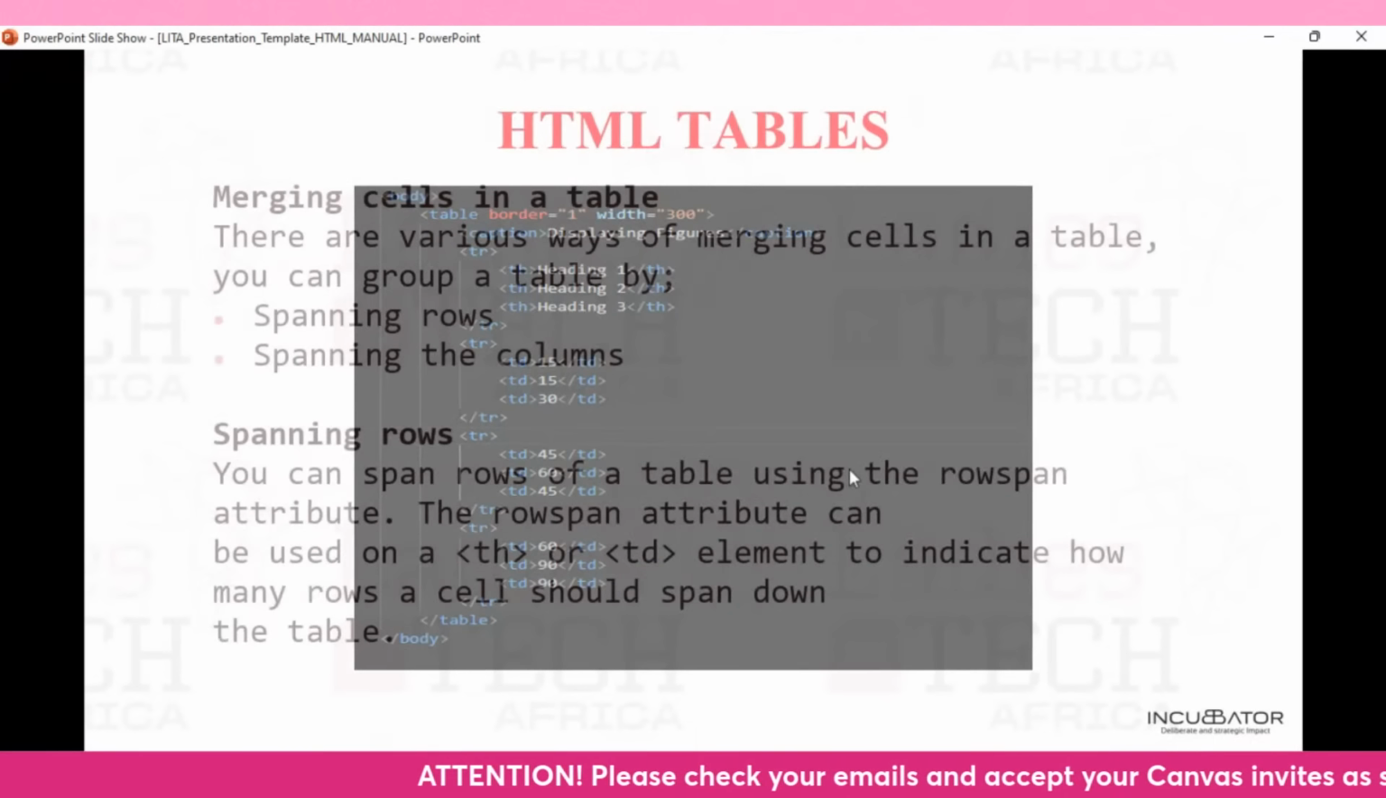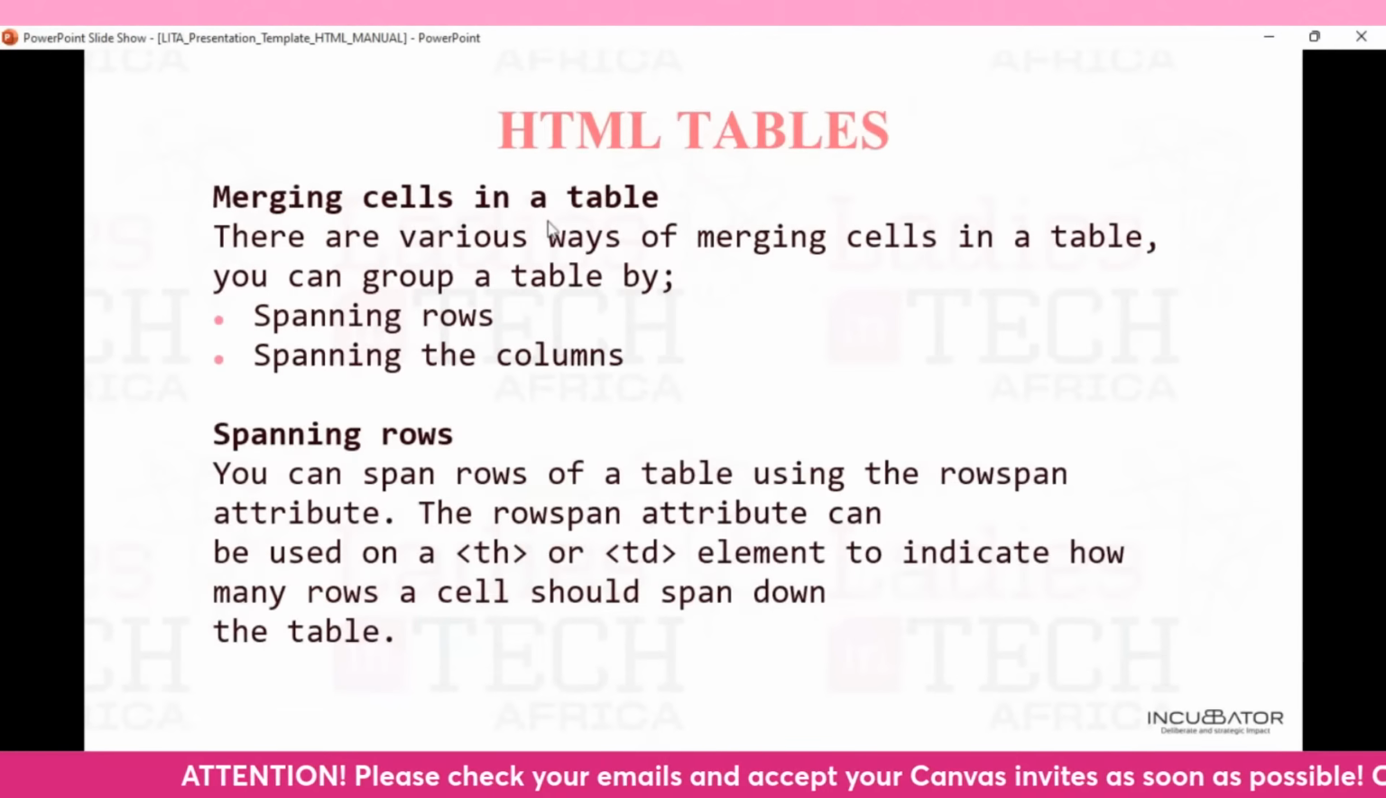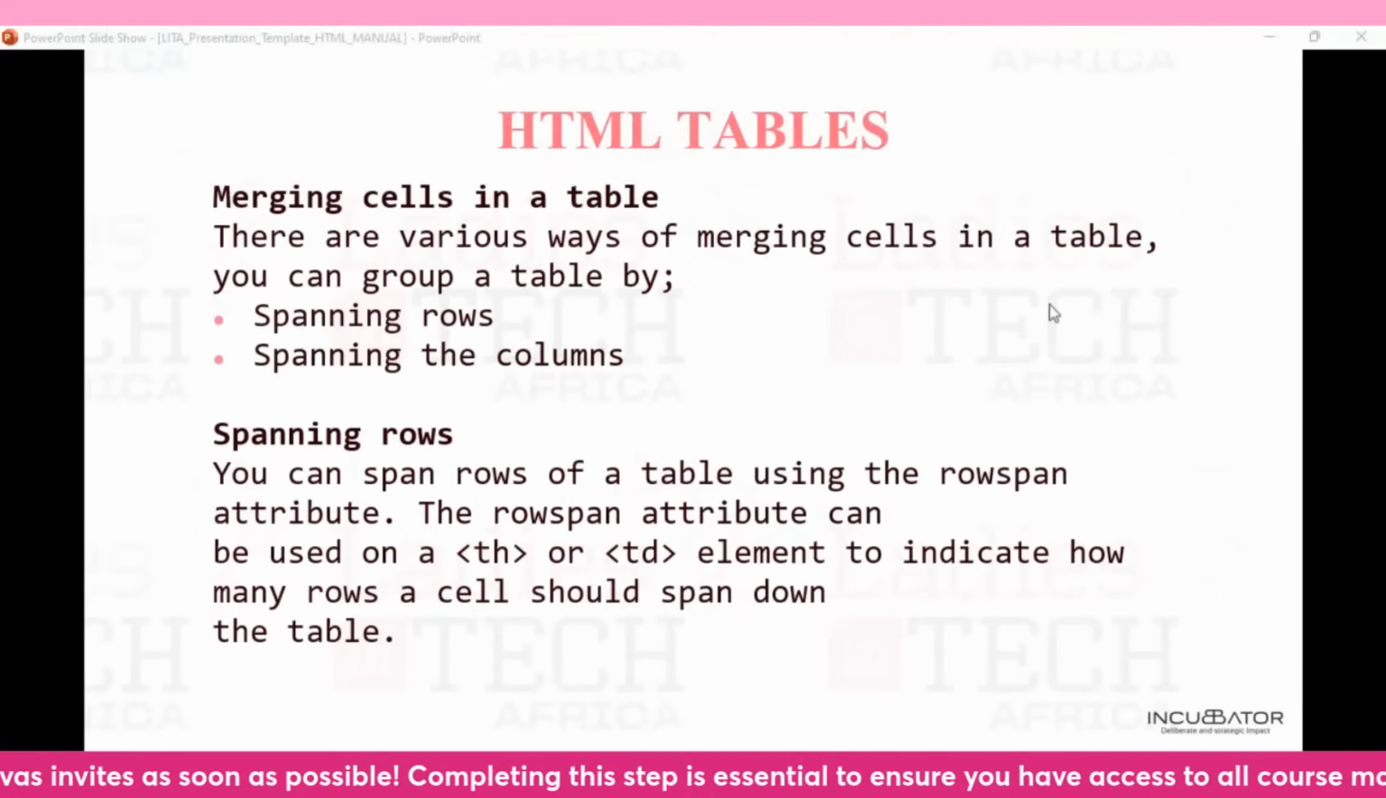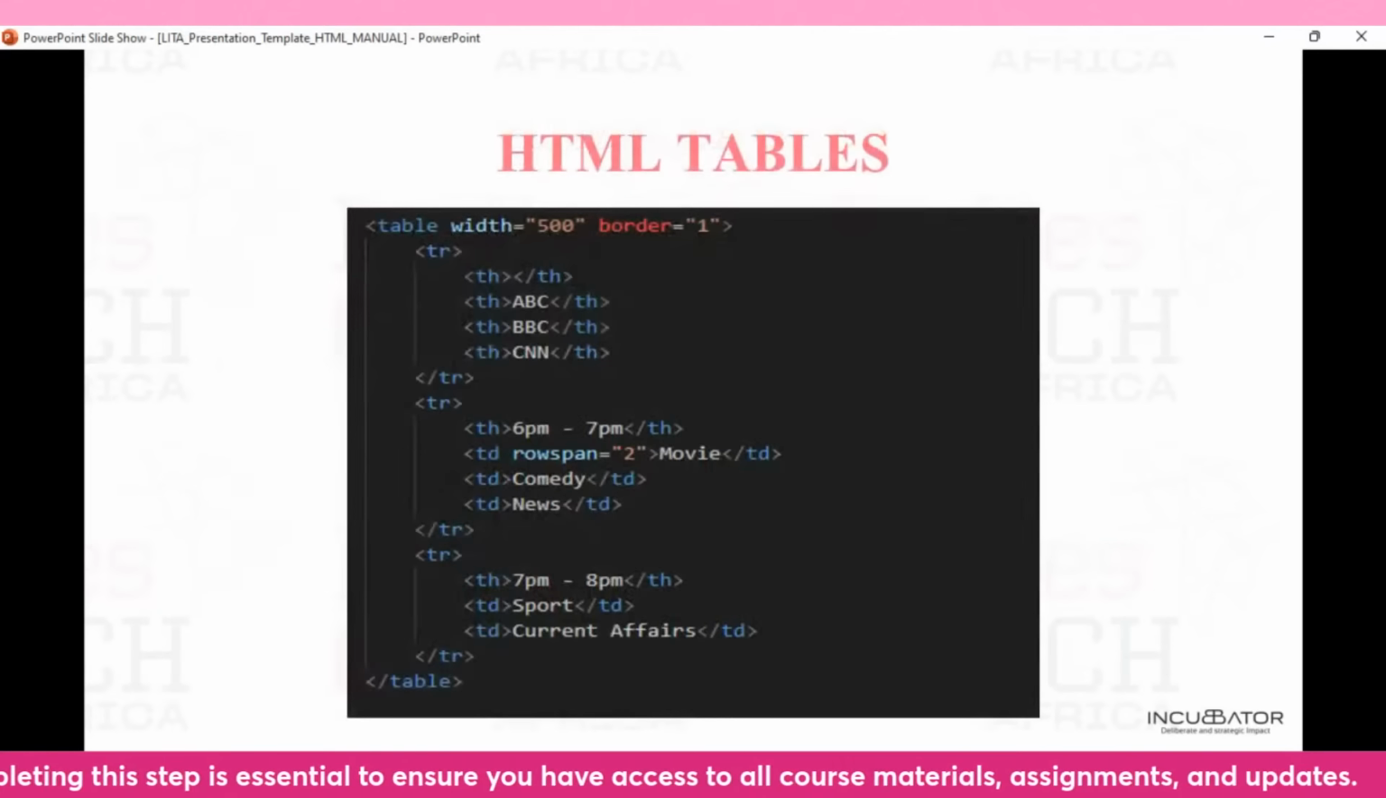So the next one I have here is merging cells in a table. We merge cells in a table, which we use spanning rows, and we also use spanning columns. Don't worry, we are going to move to the technical aspects. We are going to move to the technical aspects too as well.